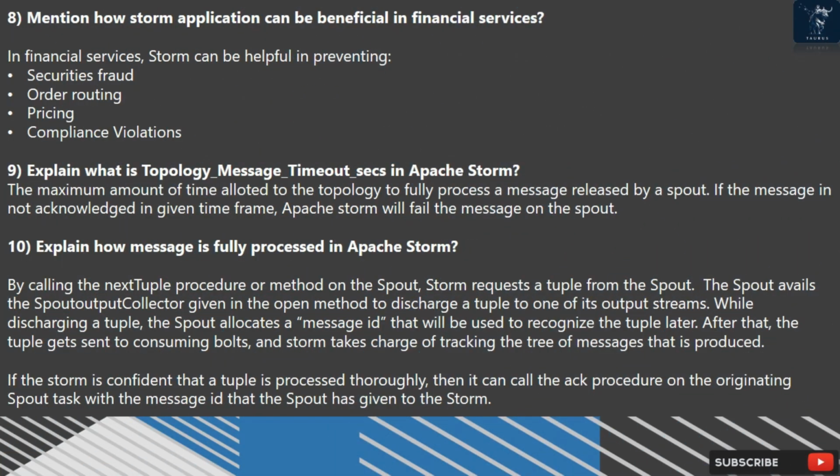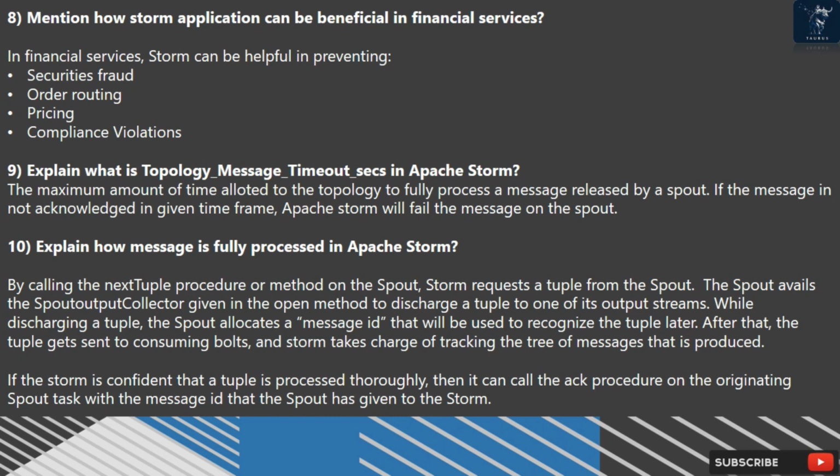8. Mention how Storm application can be beneficial in financial services. In financial services, Storm can be helpful in preventing securities fraud, order routing, pricing, and compliance violations. 9. Explain what is topology.message.timeout.secs in Apache Storm. The maximum amount of time allotted to the topology to fully process a message released by a spout. If the message is not acknowledged in the given time frame, Apache Storm will fail the message on the spout.